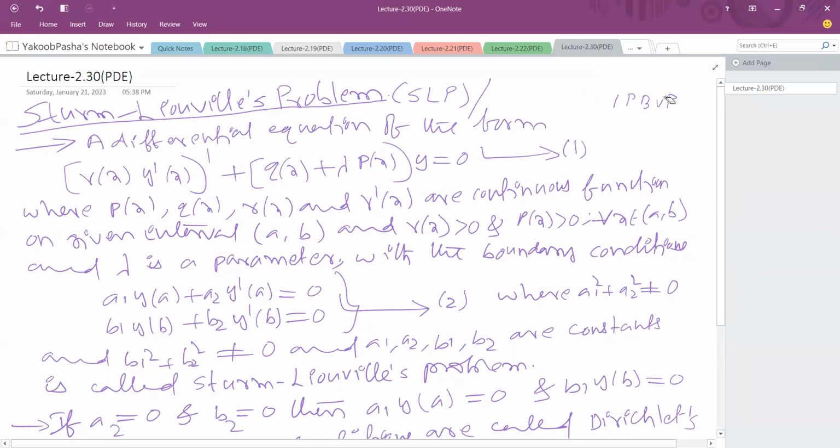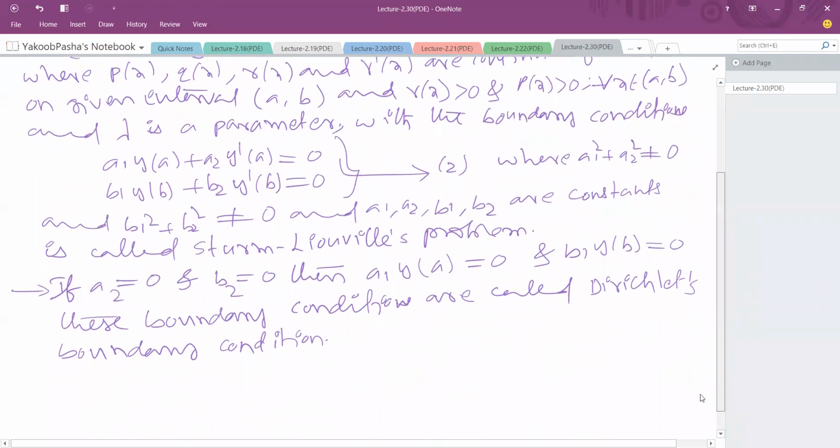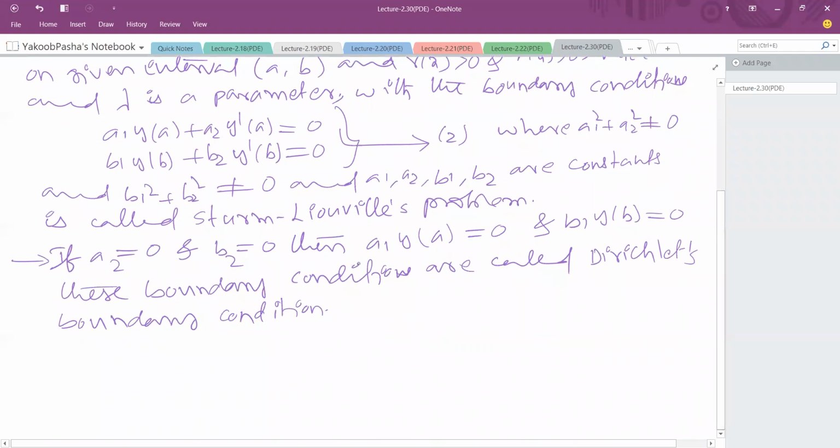Just remember that the Sturm-Liouville problem is the two-point boundary value problem. If a2 is equal to 0 and b2 is equal to 0, then we have a1 y(a) = 0 and b1 y(b) = 0. That means y(a) = 0 and y(b) = 0.